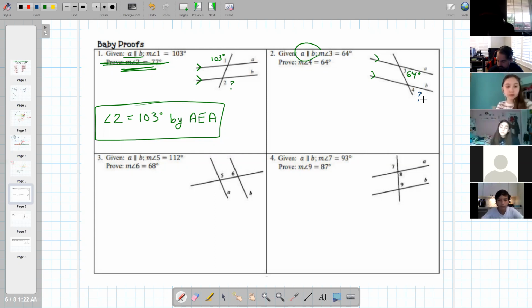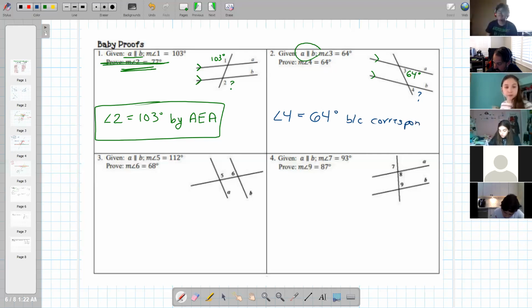Go ahead, Caden. We could say it's a corresponding angle. Absolutely. Angle 4 equals 64 degrees because corresponding angles. Corresponding angles are always equal to one another.